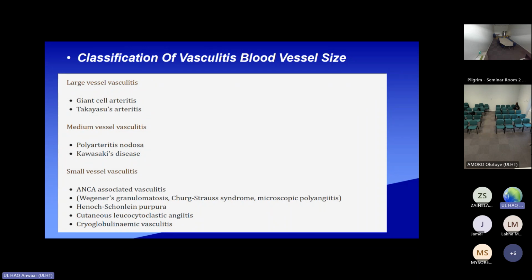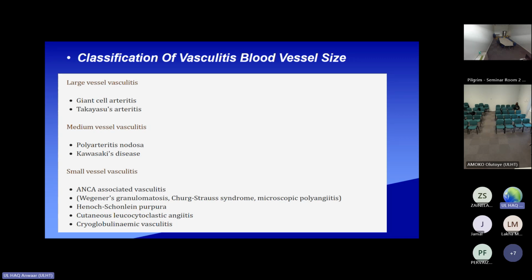So we have large vessel vasculitis, and we have small and medium sized vessel vasculitis. In large vessel vasculitis, we have two main diseases. One is giant cell arteritis, which we also call temporal arteritis. That is commonly seen in A&E or in the acute medical unit. The other is Takayasu arteritis.